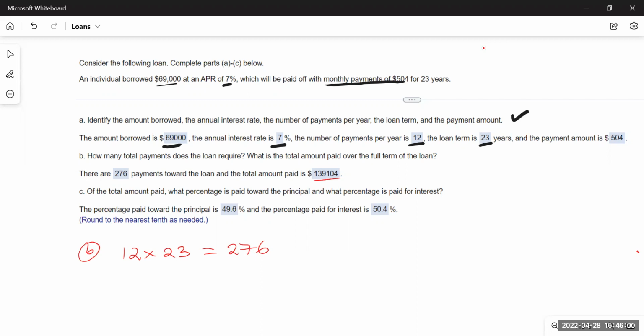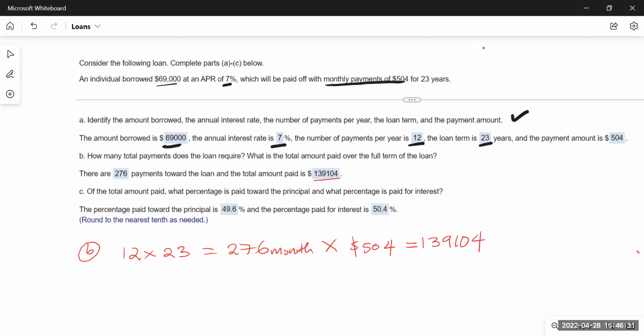Now, we know that there are 276 payments towards the loan and the total amount paid. To find the total amount that will be paid, we need to multiply the number of months by the monthly payments, which is $504. And this is going to give us $139,104. So that answers the B part of the problem.